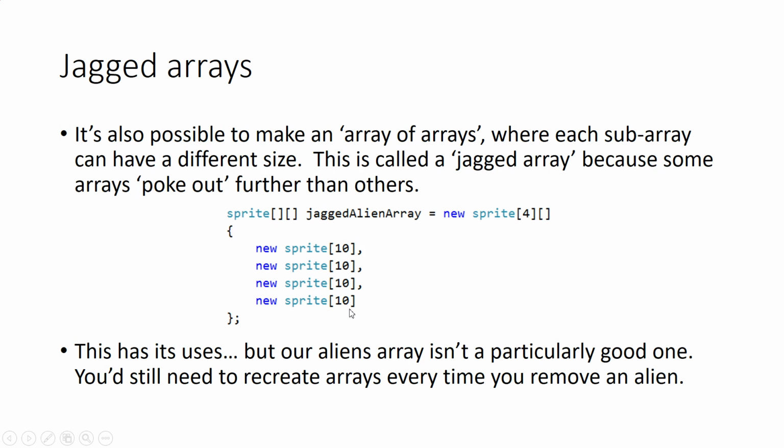This kind of system does have its uses, but this isn't a particularly good example of when to use a jagged array because it doesn't really solve any problems. You still need to recreate the arrays every time you remove an alien, or move them off screen, or put in a boolean. It doesn't solve any of that.